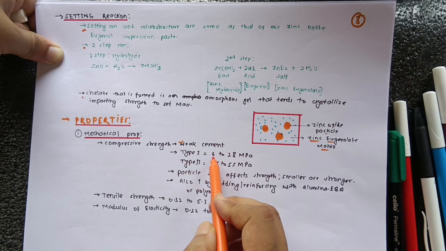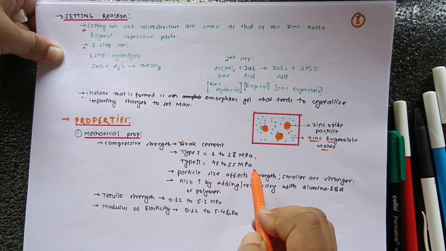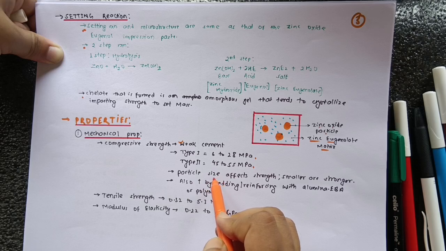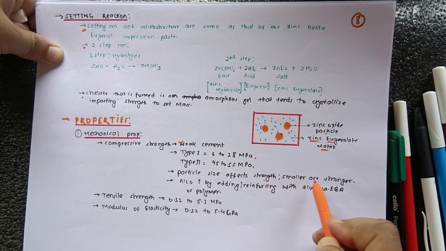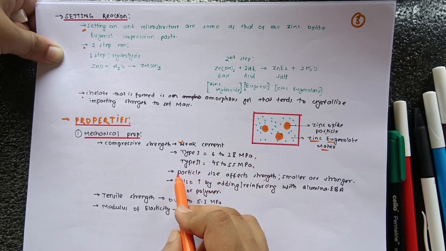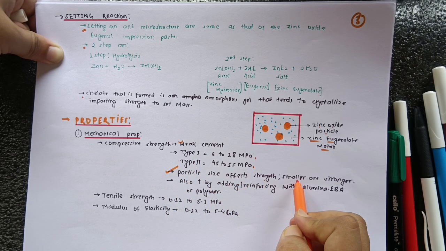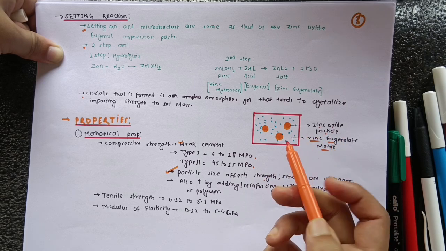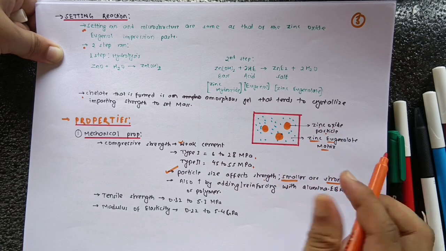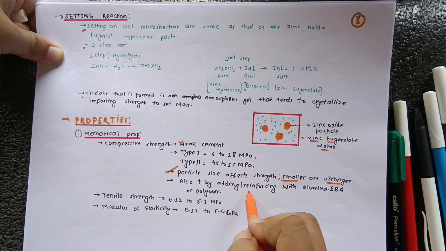Type 1 and type 2: with type 1 there is 6 to 28 MPa, and type 2 there is 45 to 55 MPa, megapascal. Similarly, particle size affects strength: smaller particles are stronger, and strength also increases by adding or reinforcing with alumina. This is important: as the particle size is smaller, it will strengthen the cement. Just remember this. Similarly, it also increases by adding or reinforcing with alumina.